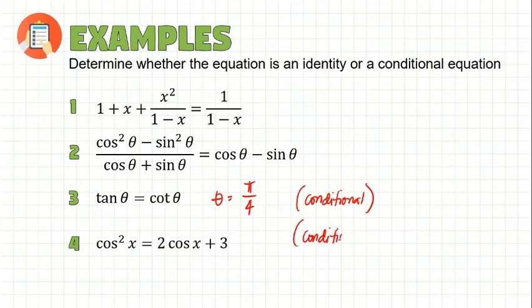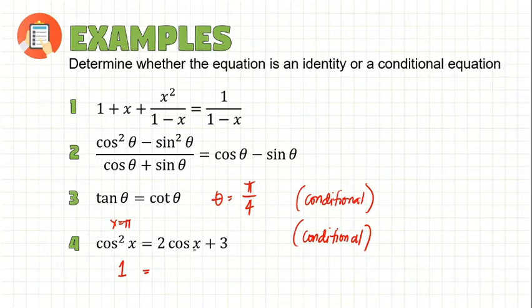So this equation will not hold for all values of x in the domain of the equation. So you can check that one. So what are the values? Let us have one value that will make this equation true. Let's try x equal to pi. So cosine squared pi, take note that cosine pi is negative 1. So therefore, we have negative 1 squared. So that will become positive 1, right? That is when x is equal to pi.